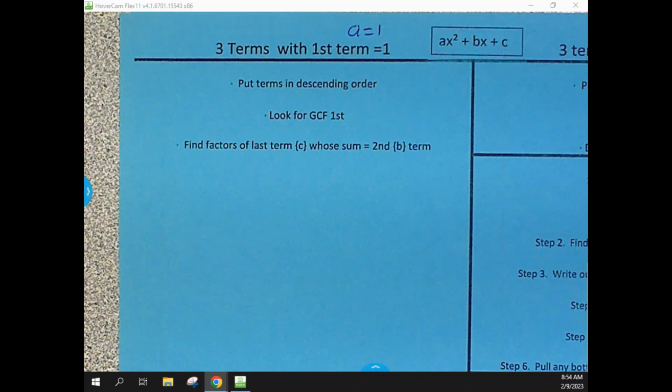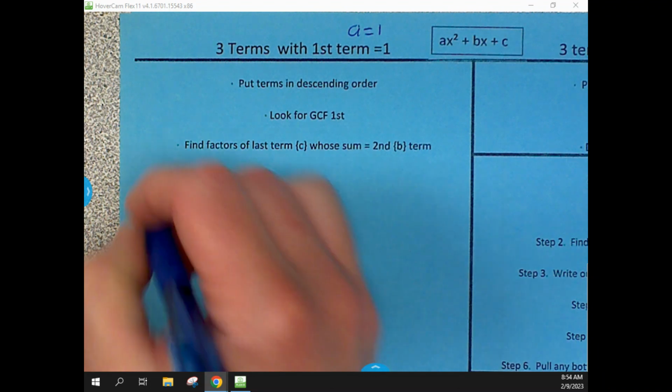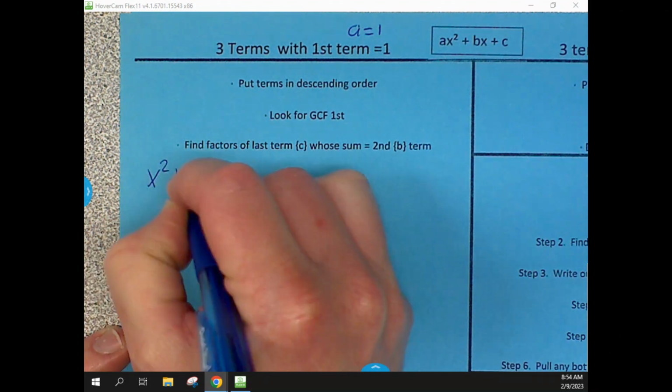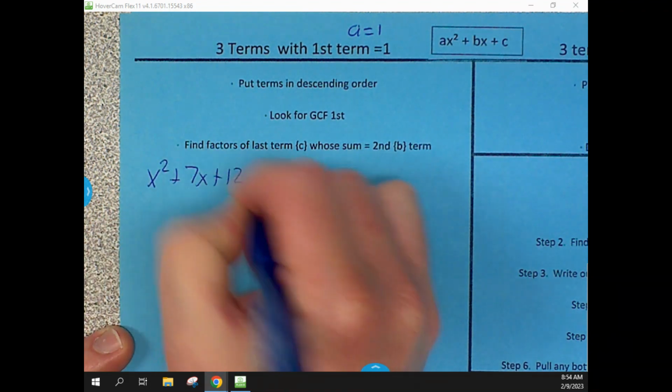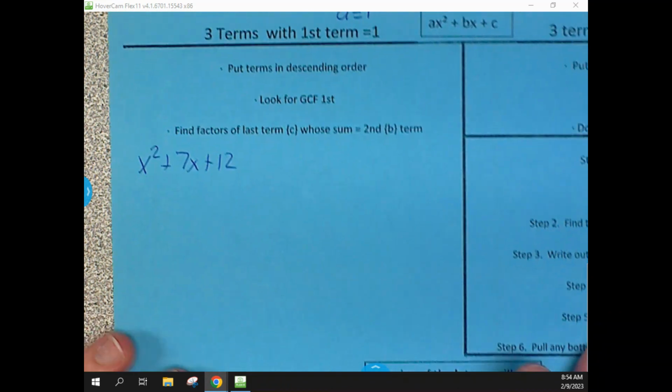All right, so here's the first example we'll do. Hopefully this will come back to y'all because I think at some point y'all should have done this. But if you haven't, well, we'll get you caught up. So, let's say we're doing x squared plus 7x plus 12.